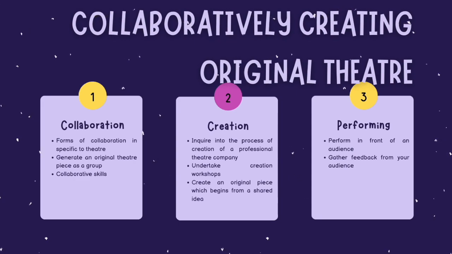So this leads to the second aspect of this syllabus area that you're going to be engaging with. How do you create? How do you create original theatre? And you're going to be looking into that process. You're going to look at how at least one professional theatre company does it. And then I'm going to be leading creation workshops in class itself. So you get a sense of, okay, this is how creation can happen.